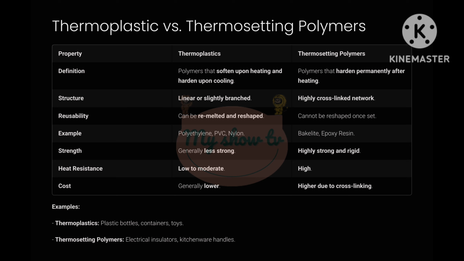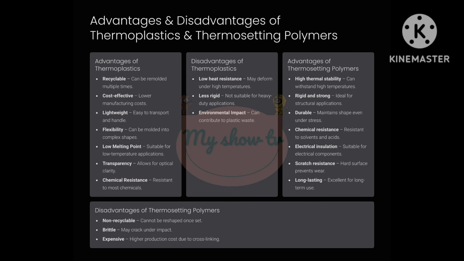6. Applications. Thermoplastics, packaging, toys, bottles. Thermosetting, electrical insulators, car parts, kitchenware. 7. Cost. Thermoplastics are generally less expensive, whereas thermosetting polymers are more costly due to cross-linking. Slide 5. Advantages and disadvantages of thermoplastics and thermosetting polymers.